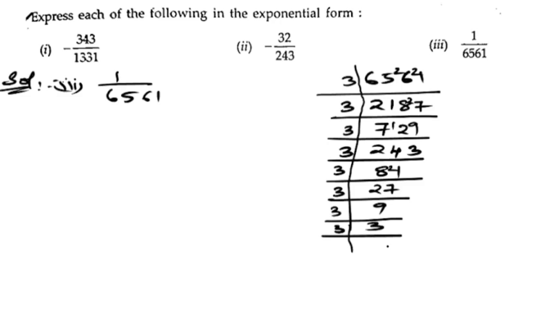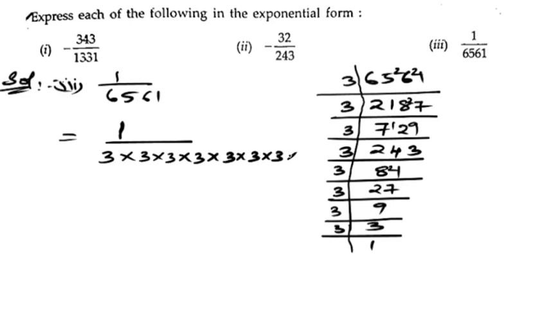3 ones are 3. So how many 3s are there? 1, 2, 3, 4, 5, 6, 7, 8. So we got 8 3s. So if we put 1 to the power of 8, we will get 1 only. So we are not going to put the power to 1. Let us write down 8 3s. 3 into 3 into 3 into 3 into 3 into 3 into 3 into 3. So there are 8 3s. So I can write 3 to the power of 8.